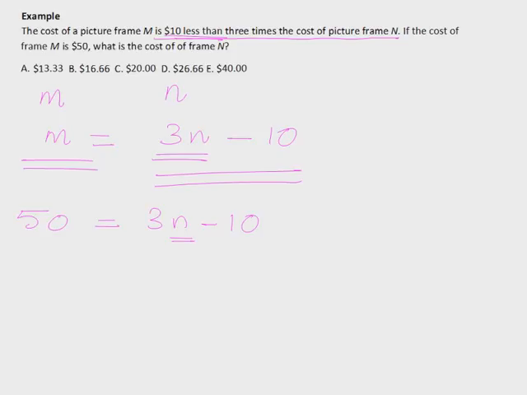50 is equal to 3n minus 10. Add 10 to both sides. I get 60 is equal to 3n. Divide both sides by 3. I get 20 is equal to n. So the cost of frame n is $20. Answer is C.